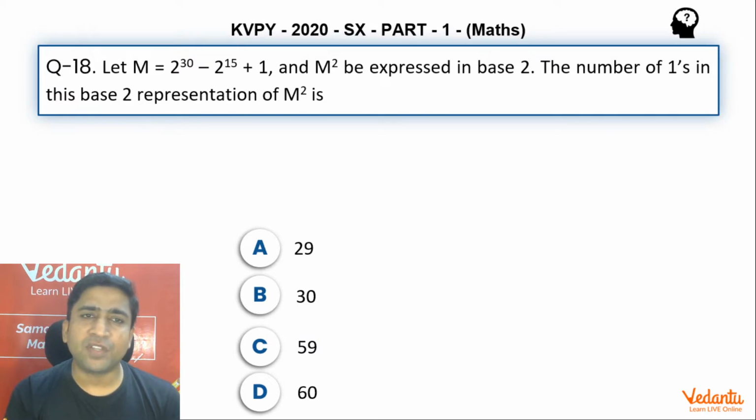As you can see on the screen, the question says: let m is equal to 2 to the power 30 minus 2 to the power 15 plus 1, and m square be expressed in base 2. Then the number of ones in this base 2 representation of m square is: option A is 29, option B is 30, option C is 59 and option D is 60.